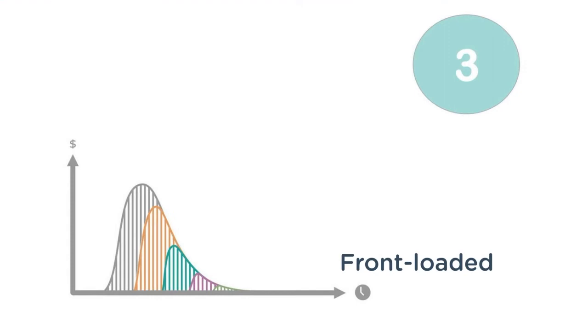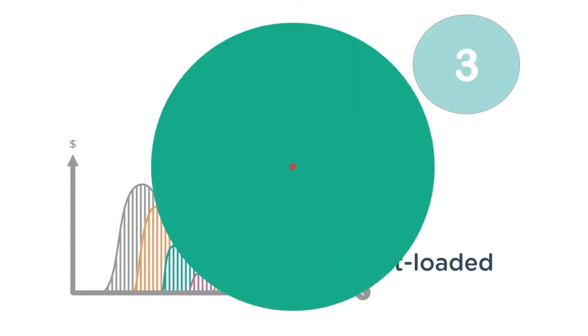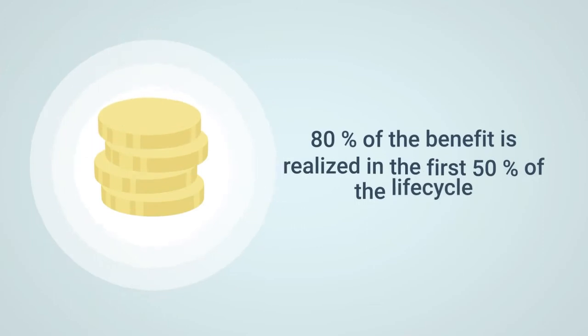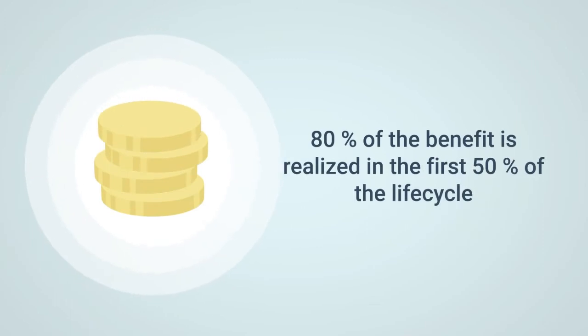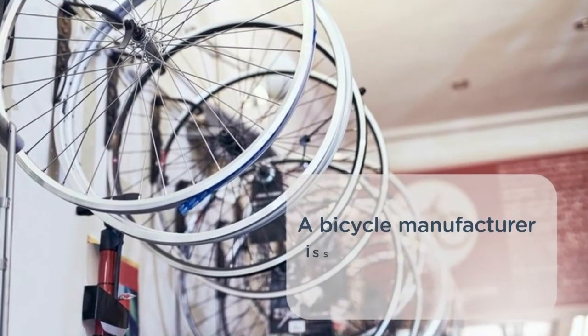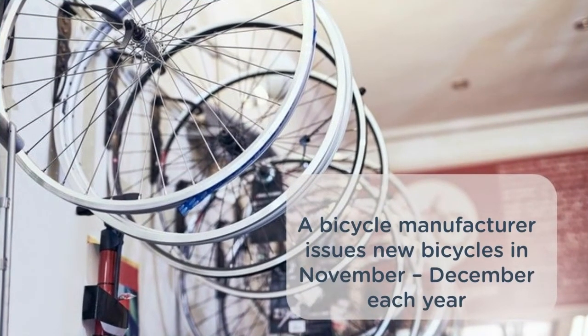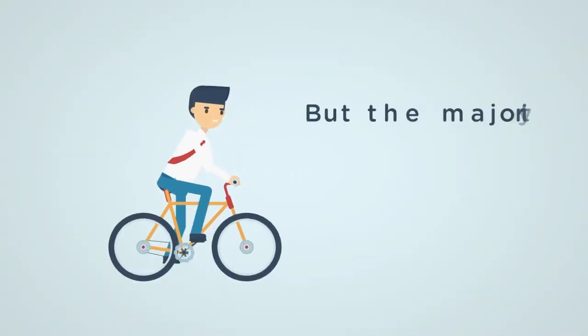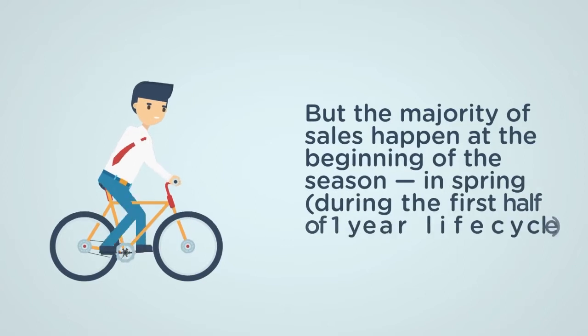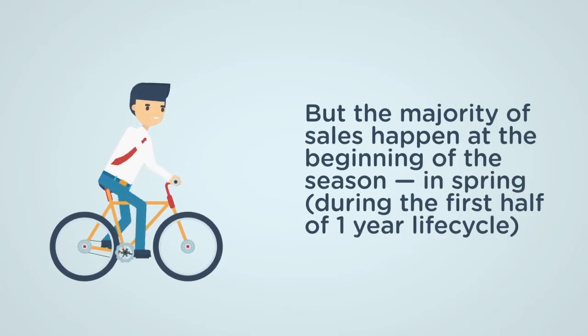Front-loaded. 80% of the benefit is realized in the first 50% of the life cycle. For example, a bicycle manufacturer issues new bicycles in November-December each year, but the majority of sales happen at the beginning of the season, in spring, and drop off towards the end of the summer.